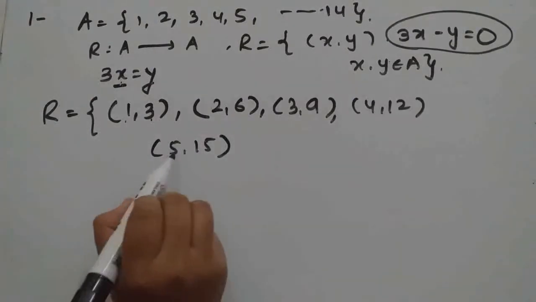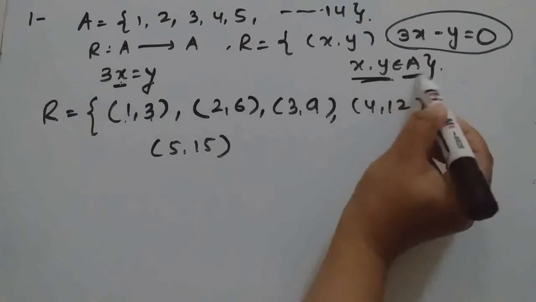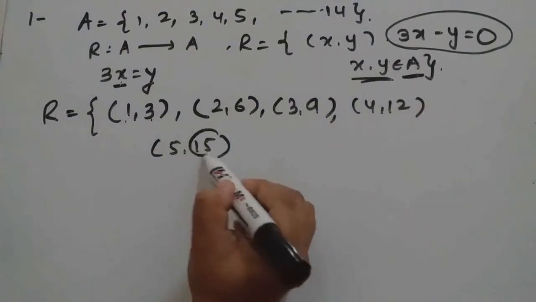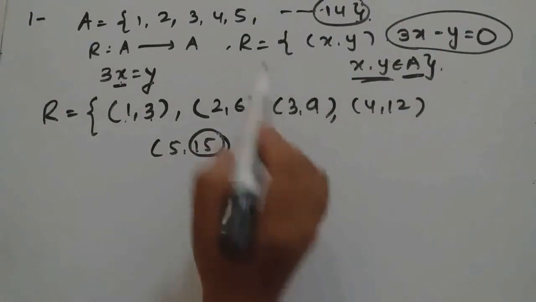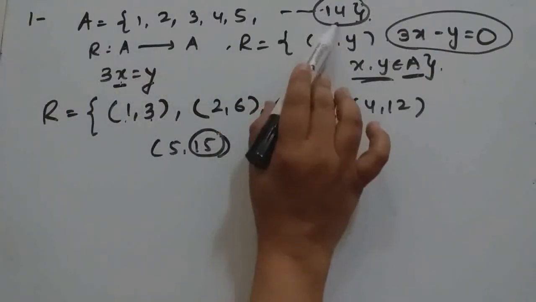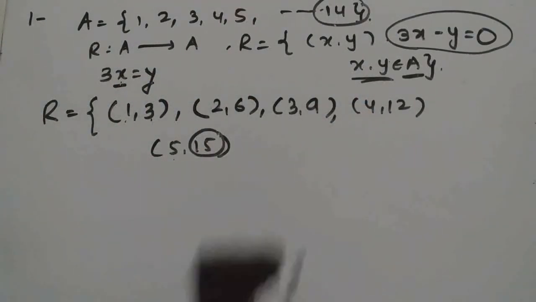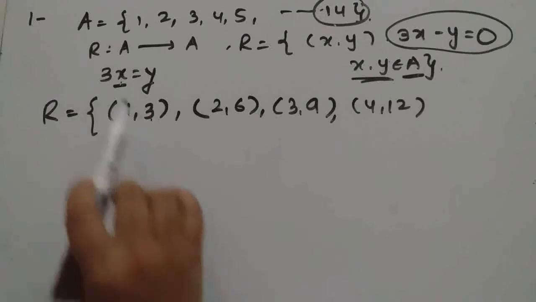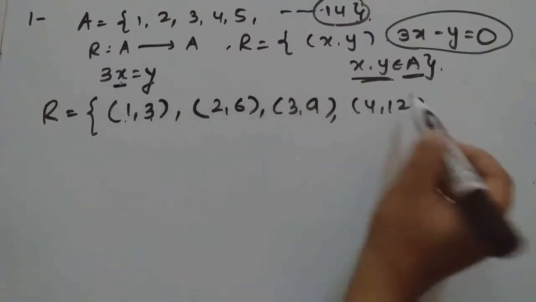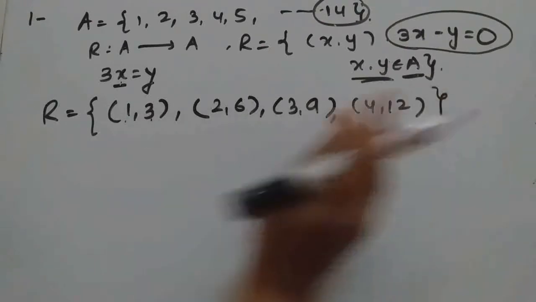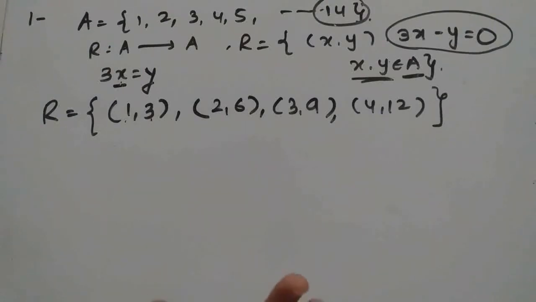Now check here. Both the elements should belong to A. Here if you write 15, 15 is not an element of set A, isn't it? Because A consists of 14 elements, from 1 to 14 only. So this won't come here. (5,15) won't come. Then 6, 3 sixes are 18. That means all the numbers greater than this won't come. So the relation will contain only 4 elements.